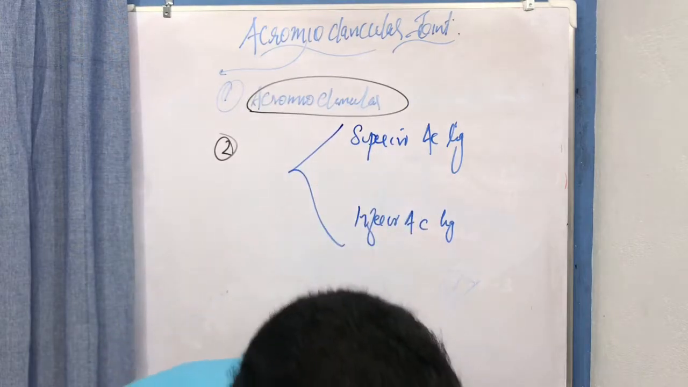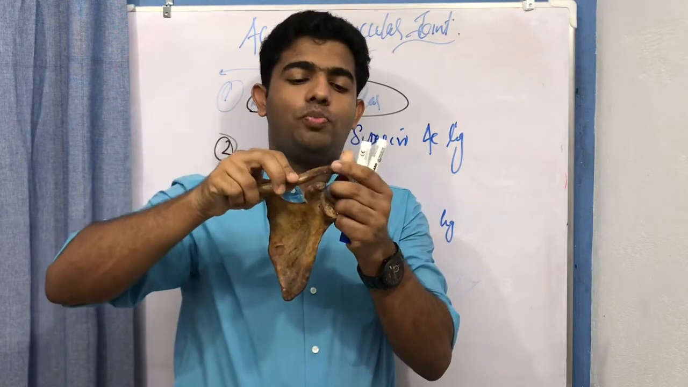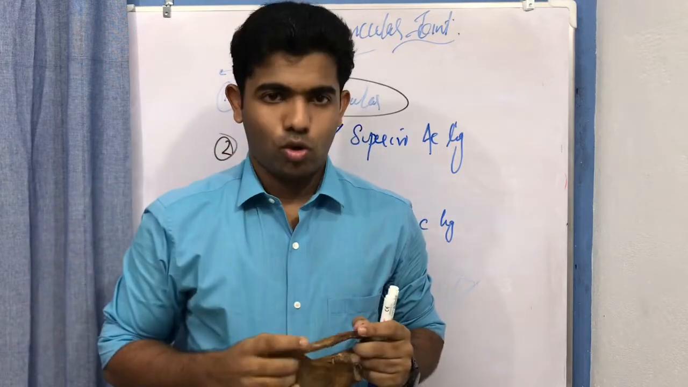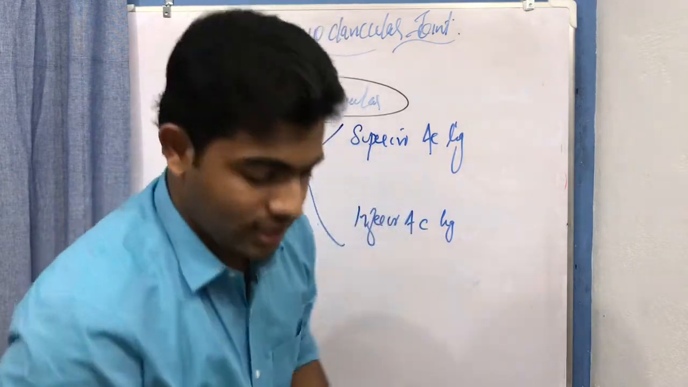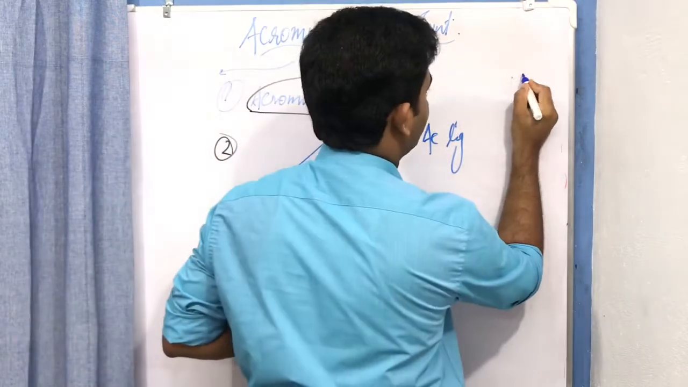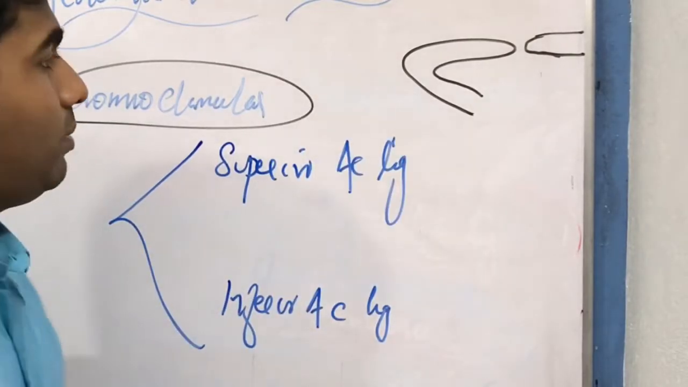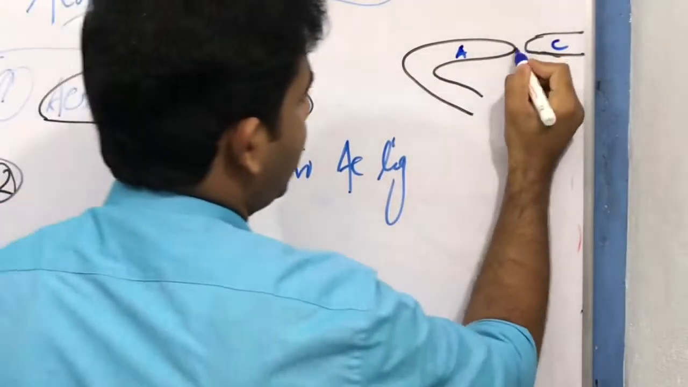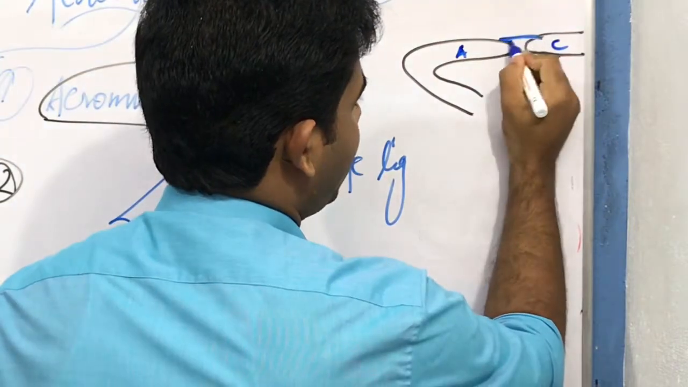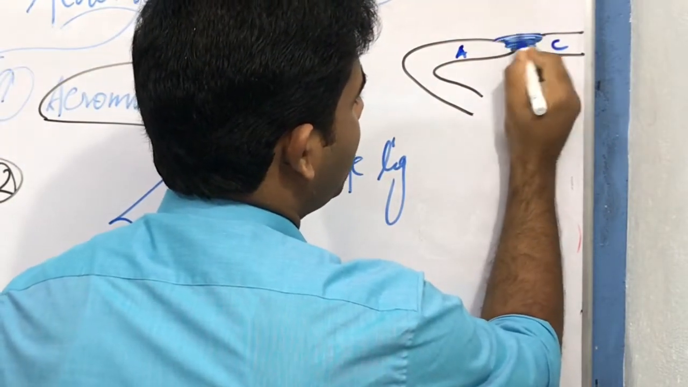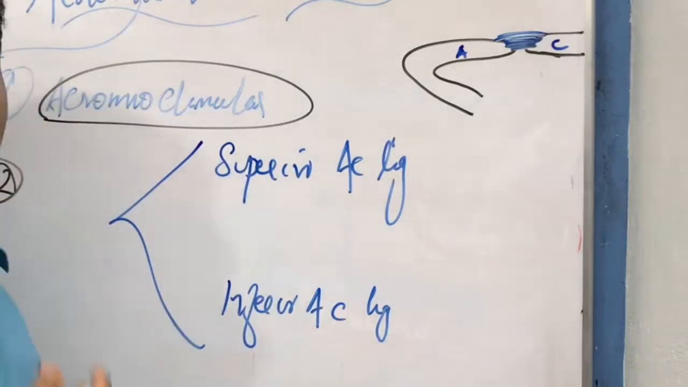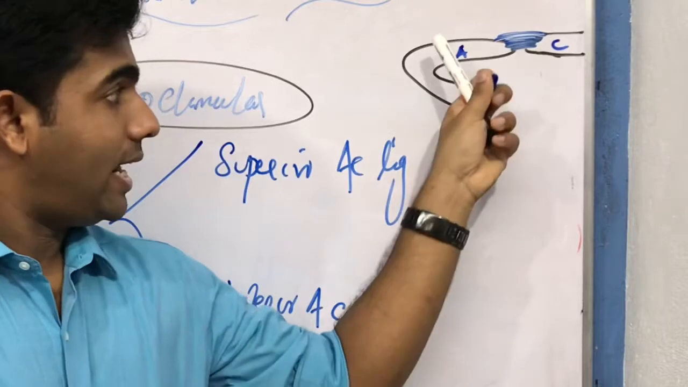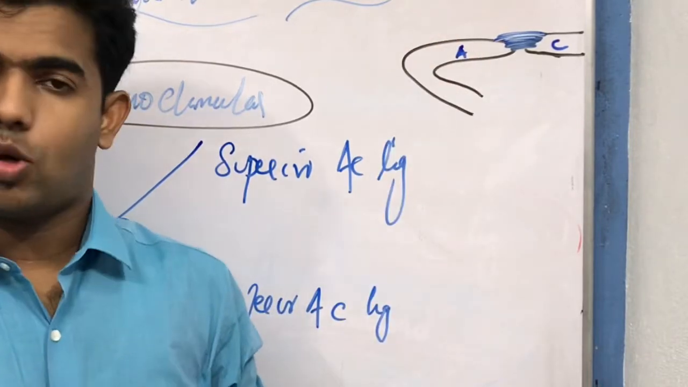Here the joint is vertically oriented, so it will have a superior acromioclavicular ligament which is covering here, and here one inferior acromioclavicular ligament. For example, just look at this diagram. If this is the acromion process, and this is the clavicle that is articulating to form the acromioclavicular joint, superiorly you have the acromioclavicular ligament, which is known as the superior acromioclavicular ligament. And another one is known as the inferior acromioclavicular ligament.